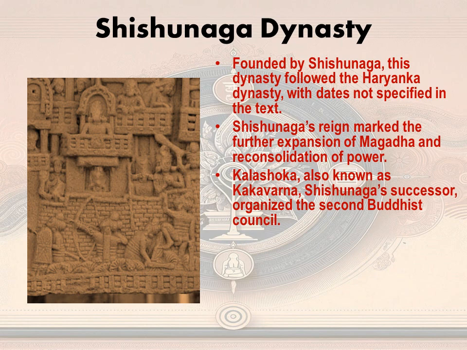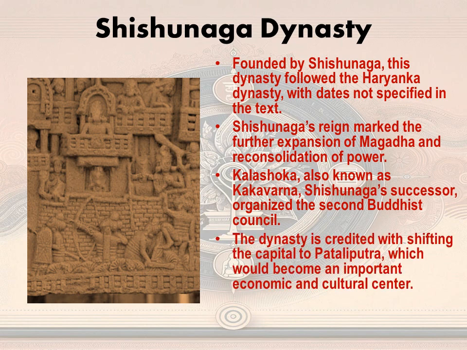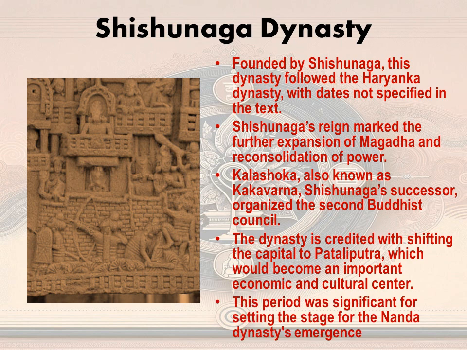From here we can understand that the Shishunaga dynasty rulers were patrons of Buddhism and valued intellectual philosophies within their kingdom. The dynasty is credited with shifting the capital to Pataliputra, which would become an important economic and cultural center. So Udain started the shift, and the Shishunaga dynasty continued to reside in Pataliputra and continued to establish Pataliputra as the capital of the Magadhan Empire. Thus, Pataliputra became an important center of trade and commerce and also culture. This period was significant for setting the stage for the Nanda dynasty's emergence.